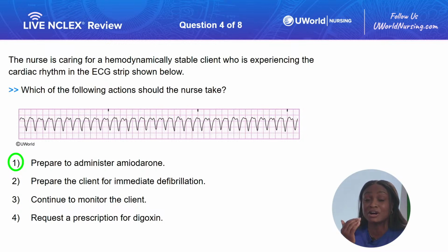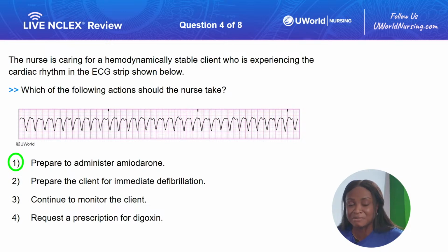Option 2 would be our second option that we would do if the client was not hemodynamically stable. Defibrillation is given for clients that have VFib or who have pulseless VTAC, which means they are not stable. That is the reason why option 2 would be the next one, because probably very soon after this, they're not going to be stable much longer.